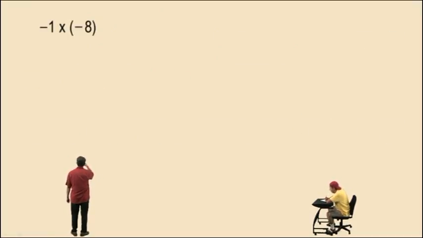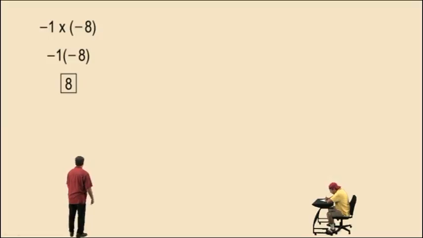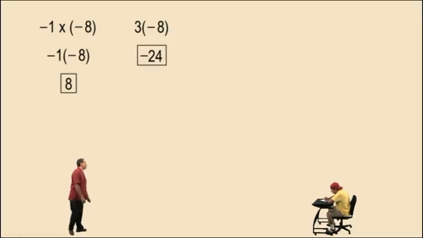Okay, let's do some problems. -1 times a -8. Instead of using a little cross to represent multiplication, I can simply put the -1 outside the parentheses and say -1 times -8 is the same as the opposite of -8, which is +8, because negative times a negative is positive. Here's a positive times a negative. We will end up with a negative result. 3 times -8 has to be a -24.